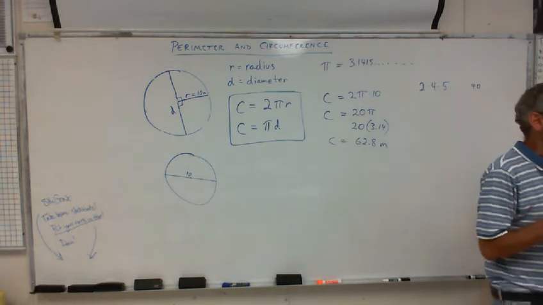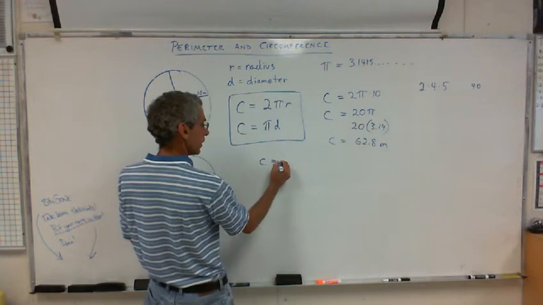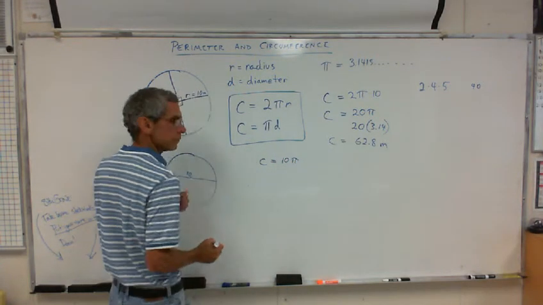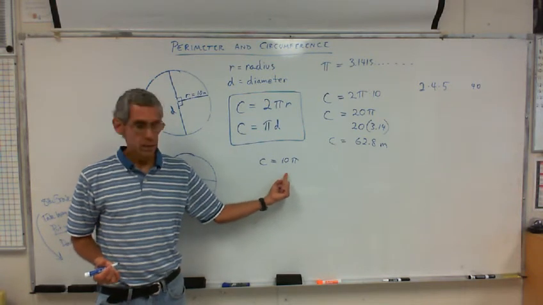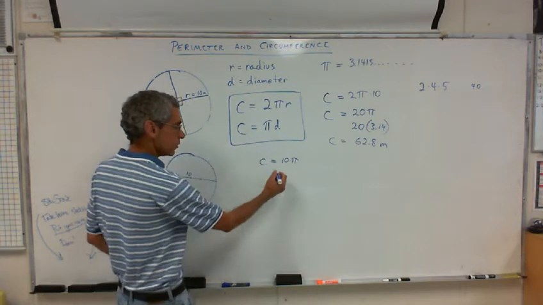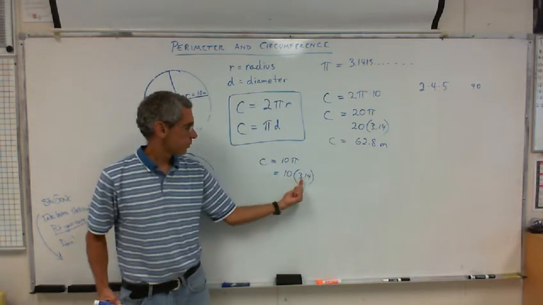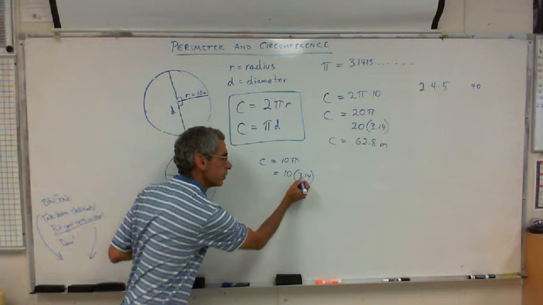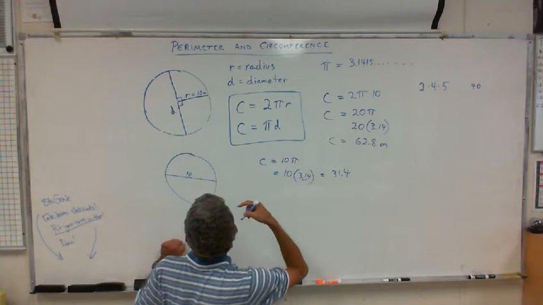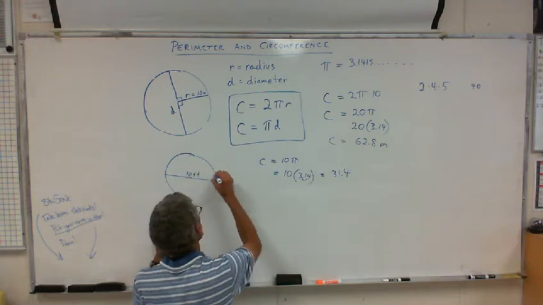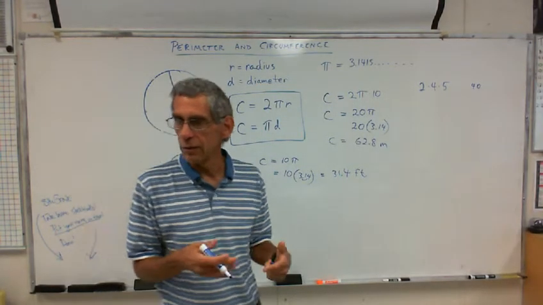Okay, let me think. Aiden, what do you got? 31.4. Right, because think about it. If circumference is 10 pi, you might have written pi times 10. That's fine, but usually you put the pi last and the number first. So that is 10 times 3.14, and whenever you multiply something by 10, you just move the decimal over one place. So it's 31.4. Good. And I didn't say units, so we'll call that feet. 31.4 feet. So that's how you find the circumference of a circle.